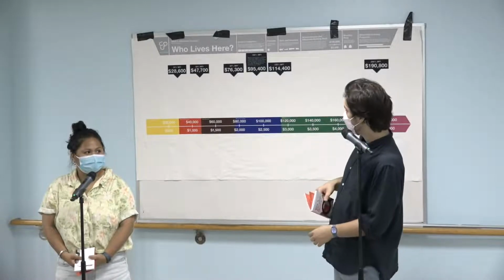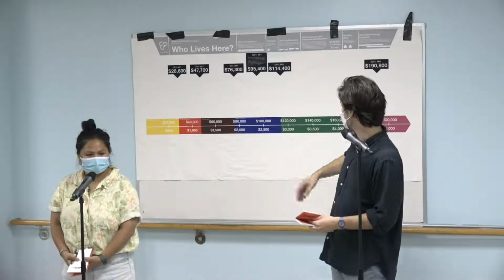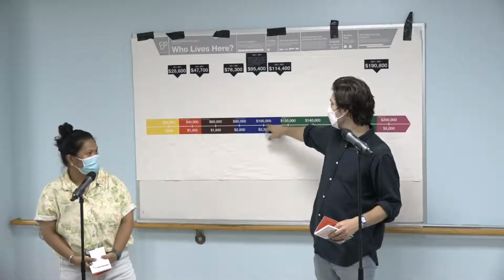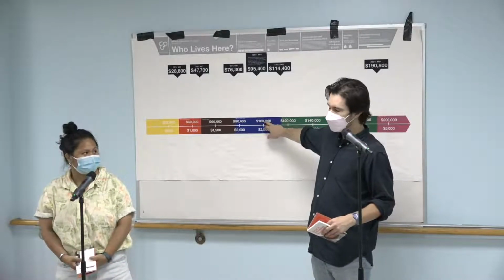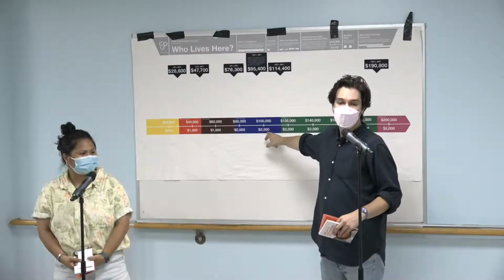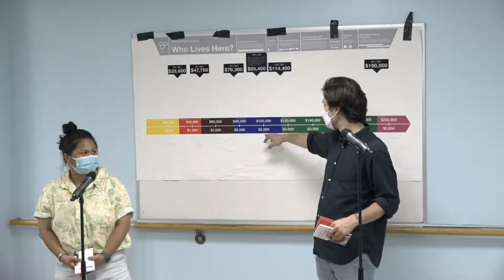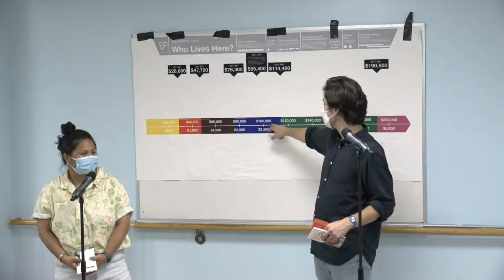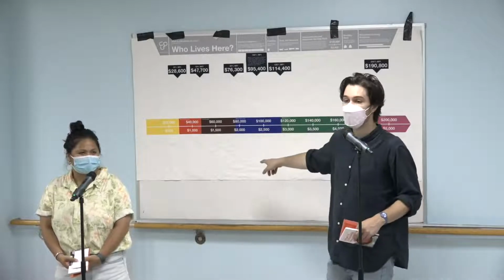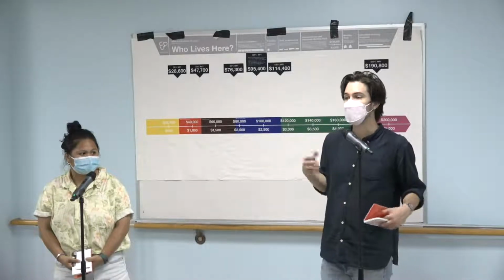An easy way to visualize that on this spectrum is all of these incomes here across the top, that would be your gross income, and the amount below it is how much you would be expected to pay for rent. So if you make $100,000 a year, 30% of that would be $2,500 a month. Now, obviously, a lot of us pay more.